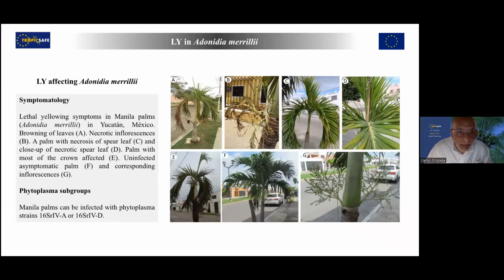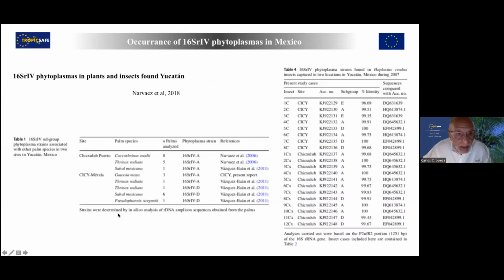pictures of Adonidia merrillii, or Manila palm, which shows different types of symptoms, but these were found to be associated with different phytoplasmas. So these species can be infected with subgroup A and subgroup D. Then these tables are from papers where phytoplasmas were reported in different palm species. And as you can see, it's again A or D.